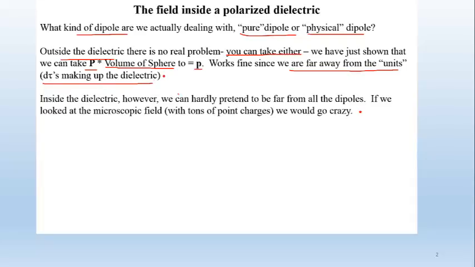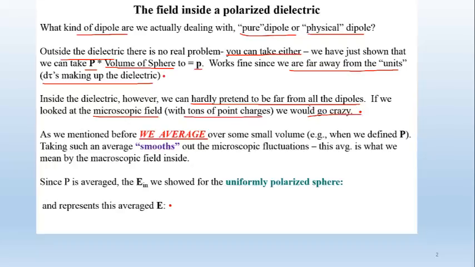Inside the dielectric, however, we have to be careful about these dipoles. We can't pretend that we're far away because we're wandering through high densities of these dipoles. So if we were to try to examine the microscopic field, it would fluctuate dramatically because you've got tons of point charges, and that's going to drive you crazy. So what we do is we average over some small volume. So in other words, we've defined capital P, and this averaging smooths out the microscopic fluctuations.